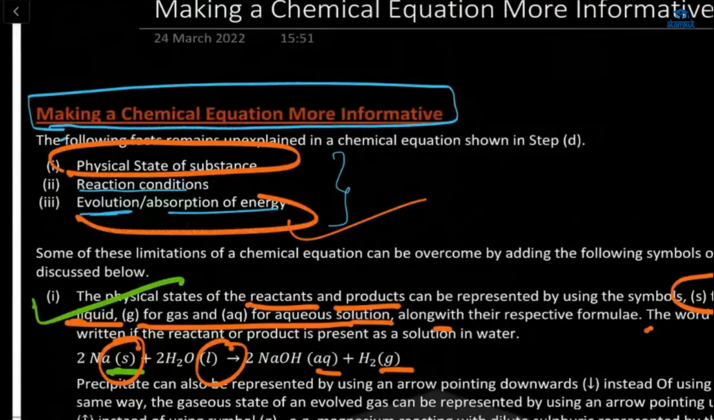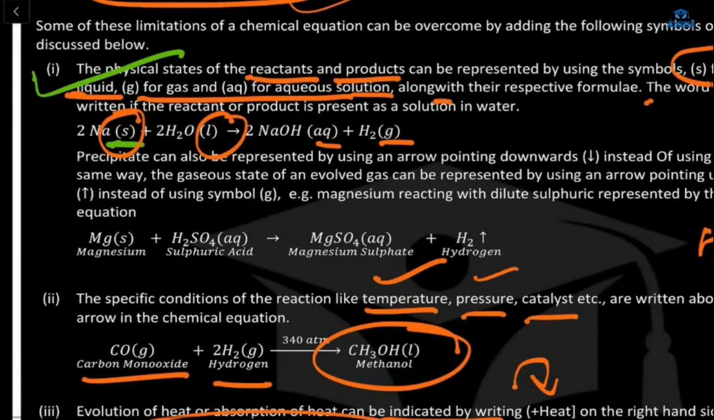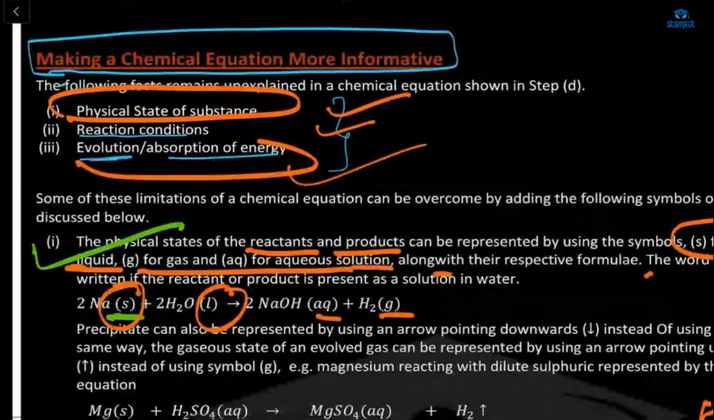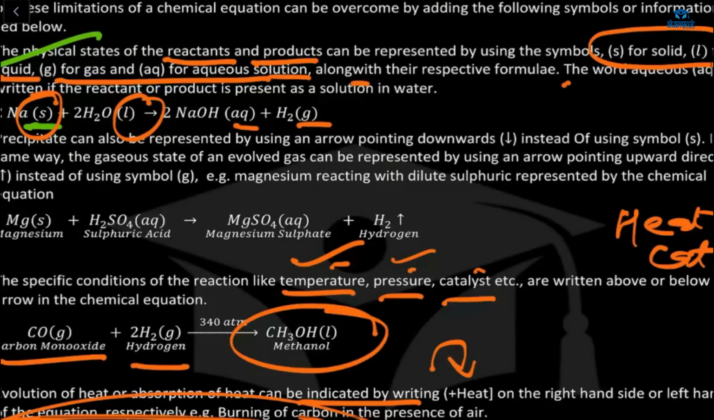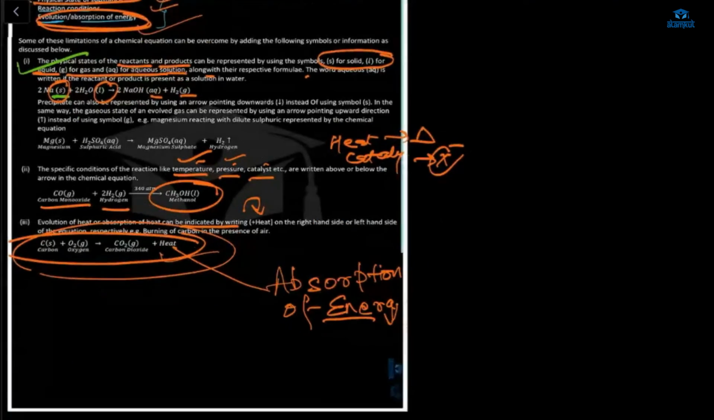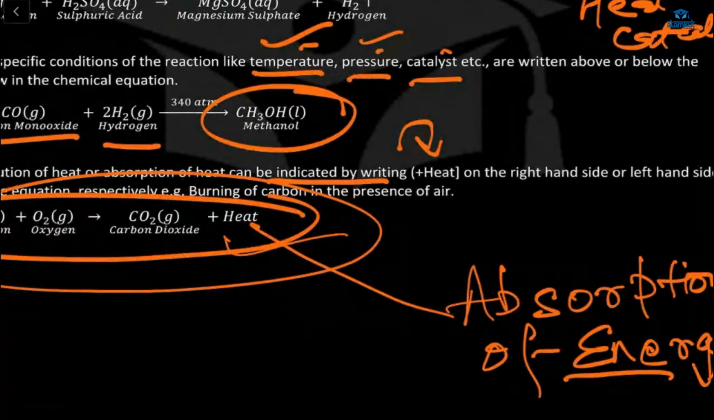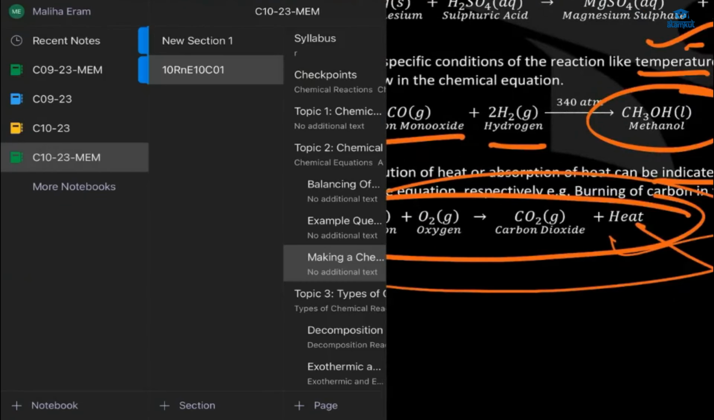Good. This is my physical state. Then reaction conditions is temperature, pressure, and catalyst. And the last one is absorption of energy. If we have to show the absorption of energy, then only we have to write the heat. Heat means the absorption of energy.